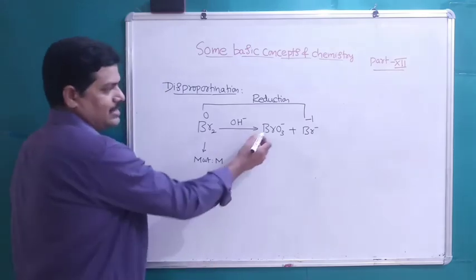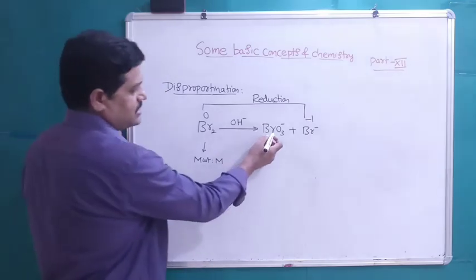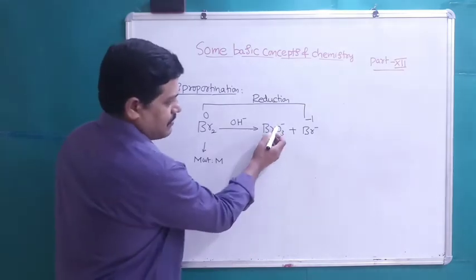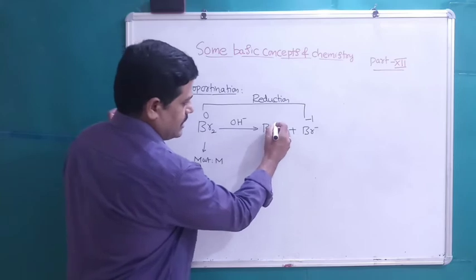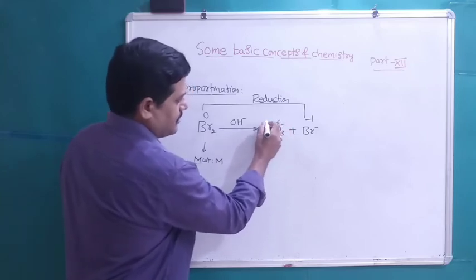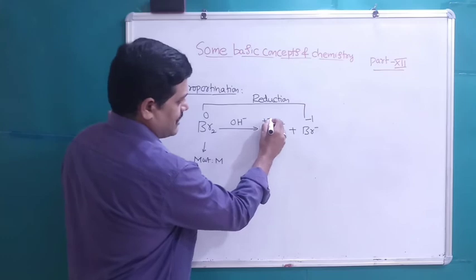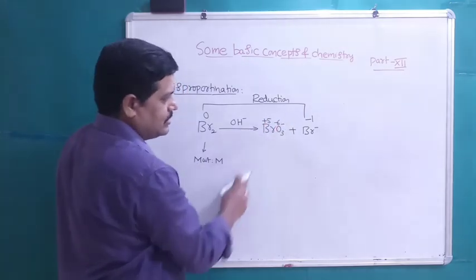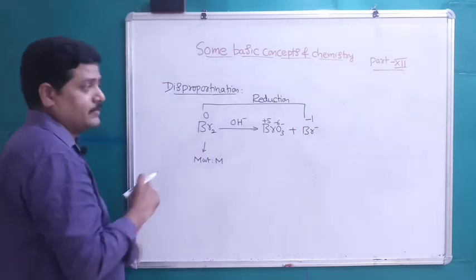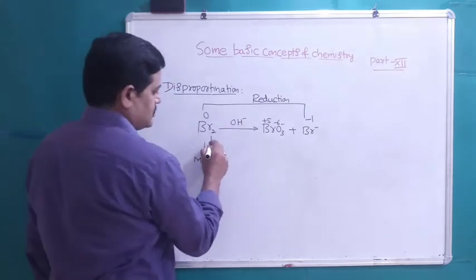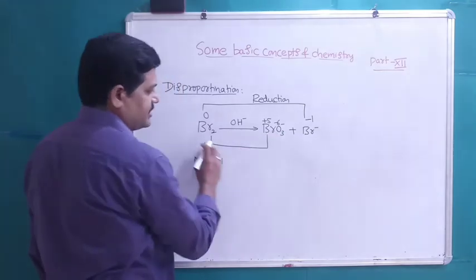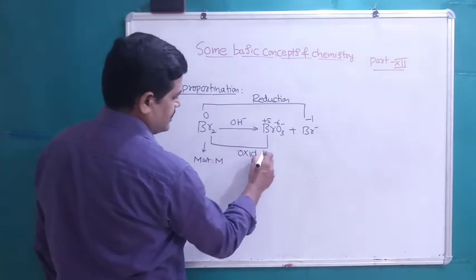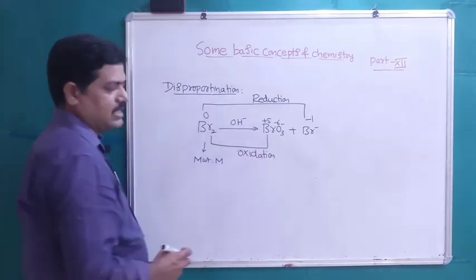So in this compound, what is the oxidation state of Br? We know general oxidation state for the oxygen is -2. -2 into 3 is -6. Then for the bromine it is +5. +5 -6 we will get the same as the charge on the ion -1, right? So the oxidation state of bromine is +5. So 0 to +5. Increase in oxidation state, that is called as a oxidation. Increase in oxidation state is called as a oxidation, right?